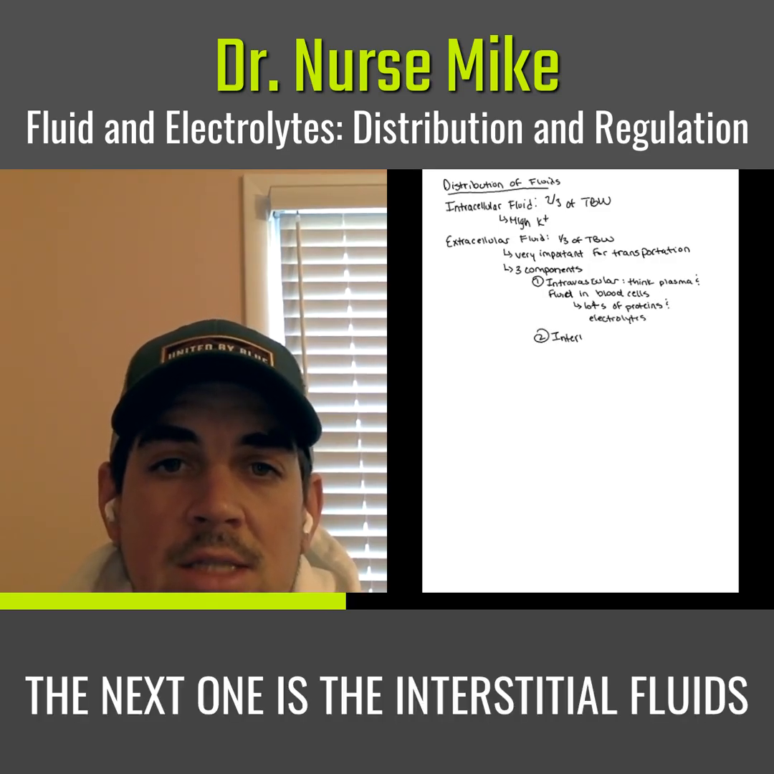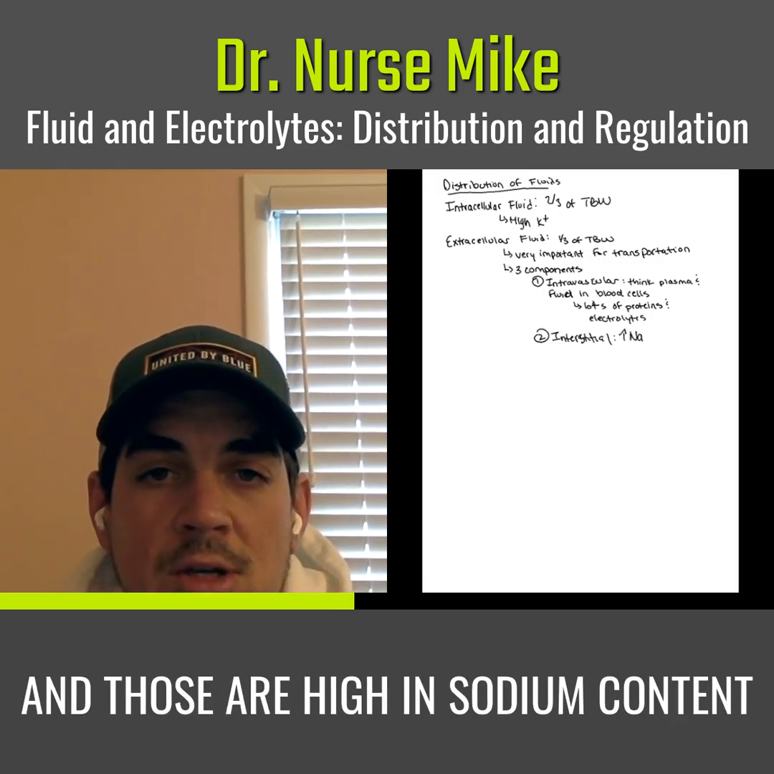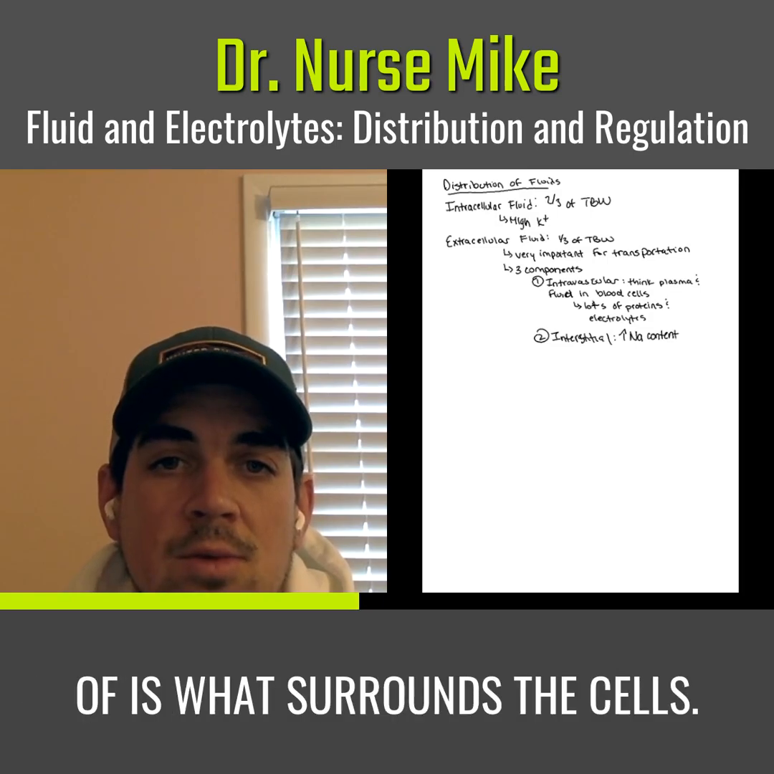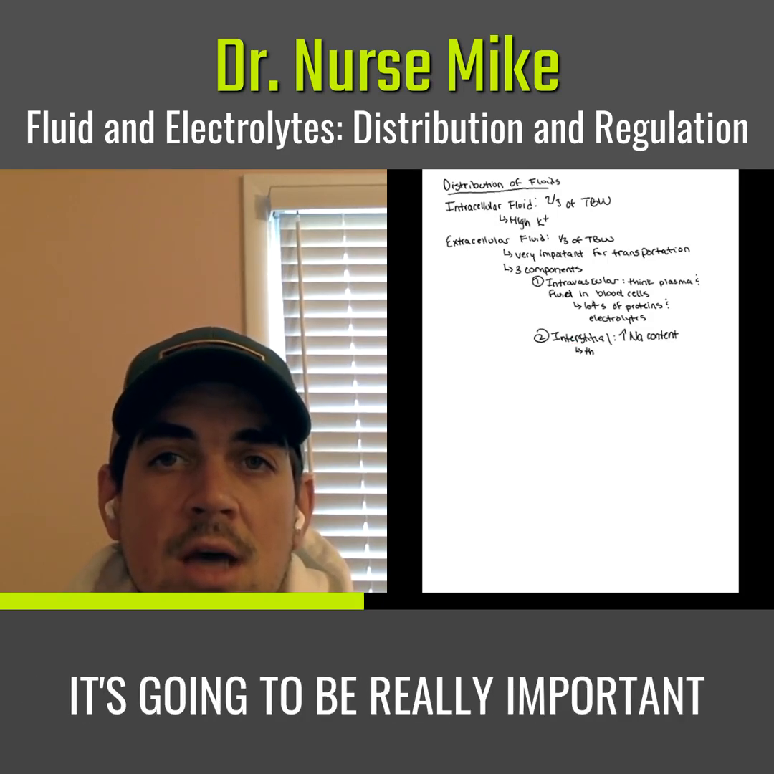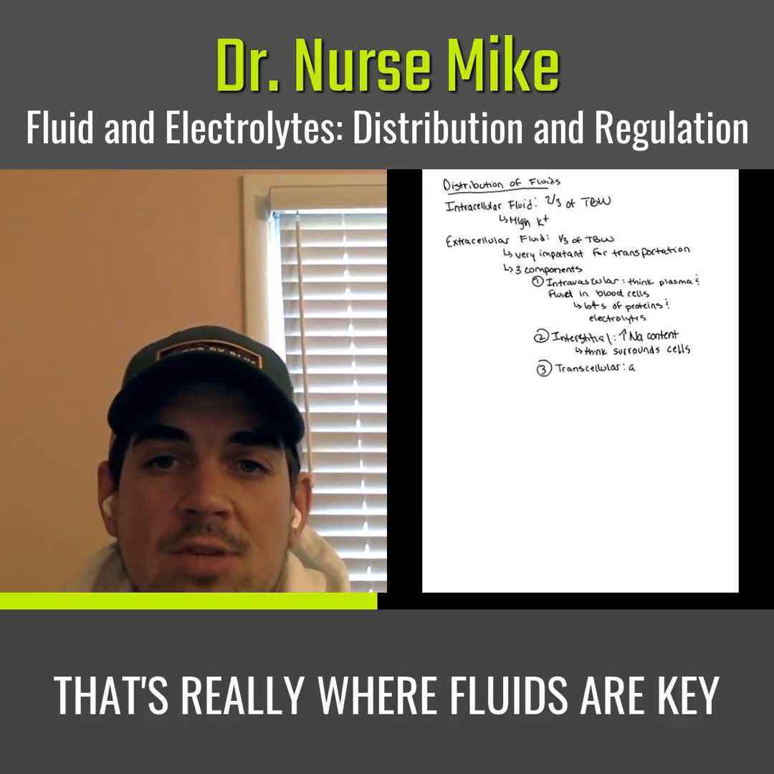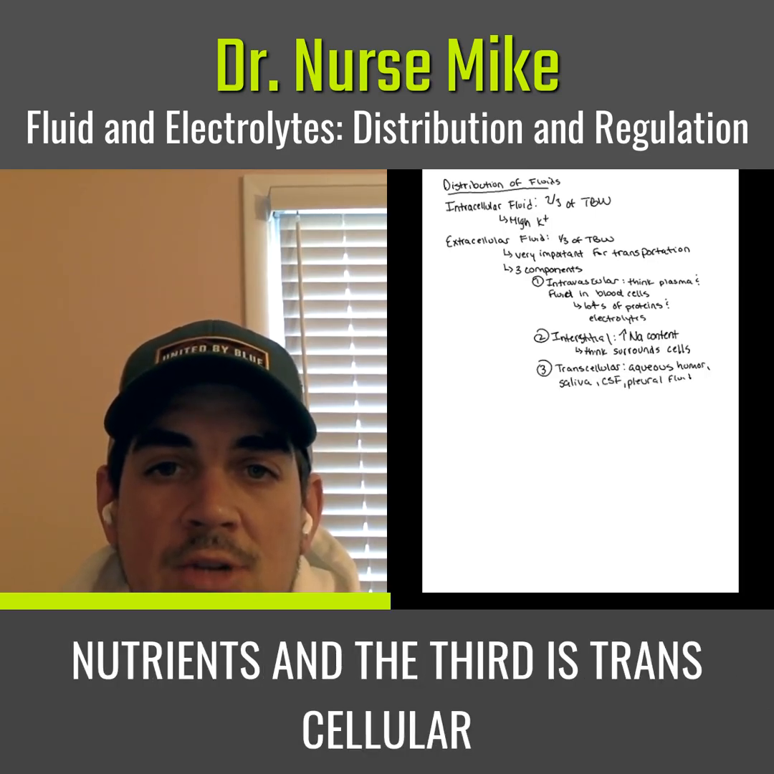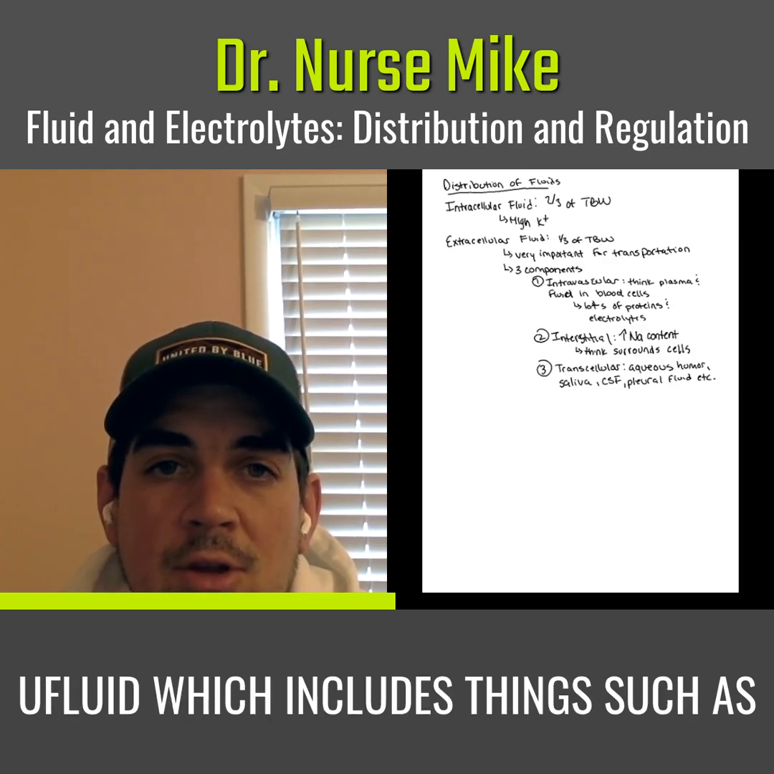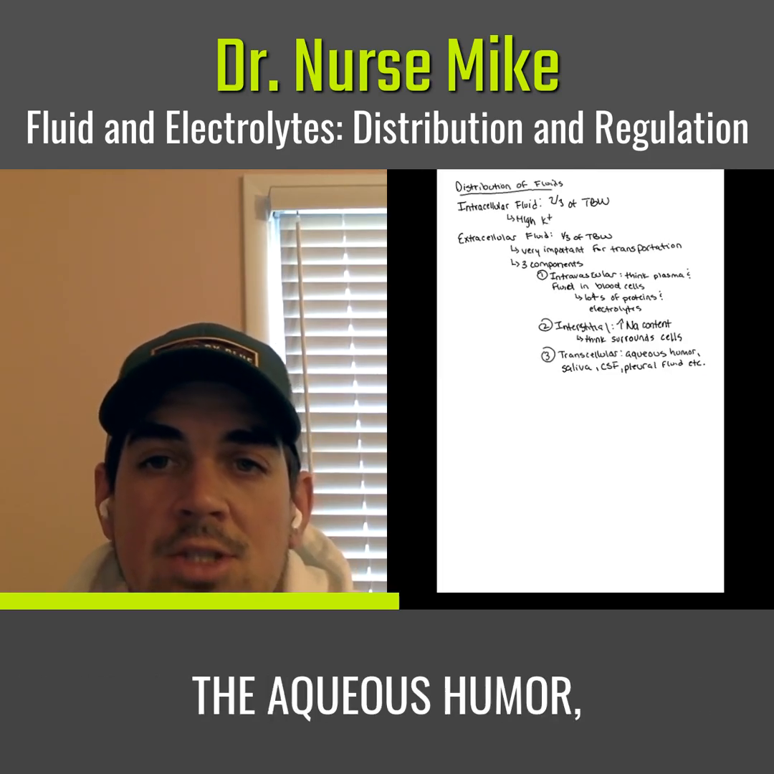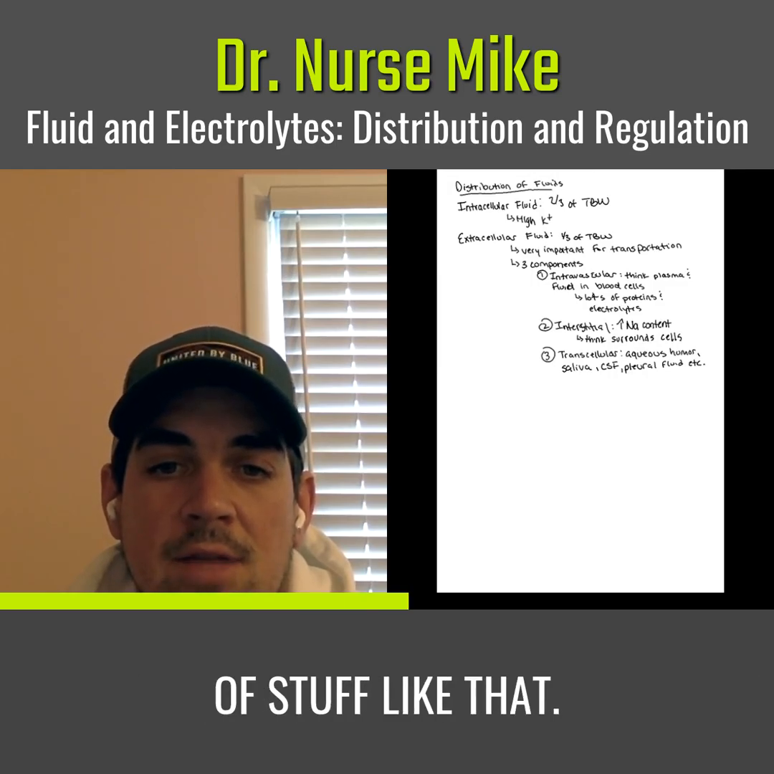The next one is the interstitial fluids, and those are high in sodium content, and that's really what you can think of as what surrounds the cells. And it's going to be really important as blood gets down to the capillaries and then into the interstitial space. That's really where fluids are key for transportation between waste and nutrients. And the third is transcellular fluid, which includes things such as the aqueous humor, the saliva, CSF, pleural fluid, that kind of stuff like that.